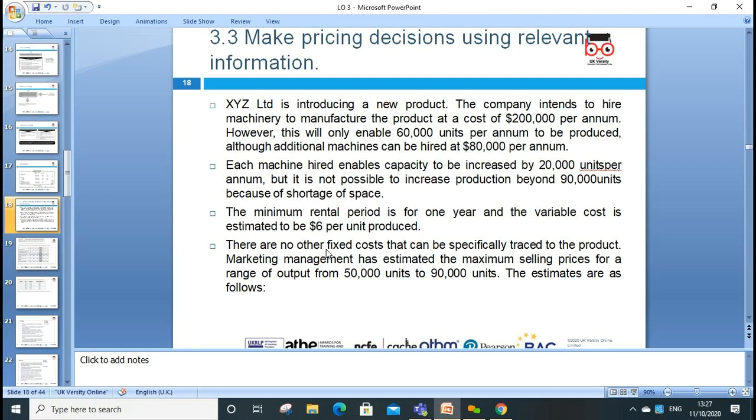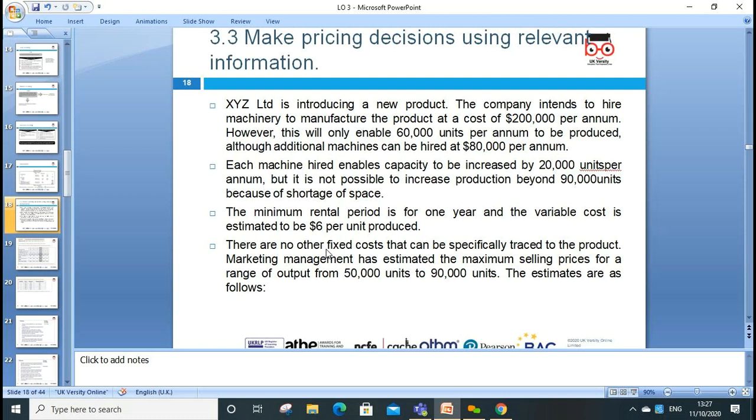The company intends to hire machinery and the cost is 200,000 per annum. However, it enables 60,000 units per annum to be produced. Additional machines can be hired at 80,000 per annum, and each machine has the capacity to make 20,000 units, but it is not possible to increase the production beyond 90,000 because of the shortage of space. The minimum rental period applies, and the variable cost is 6 pound per unit produced. So no fixed cost can be specified or traced to the product.